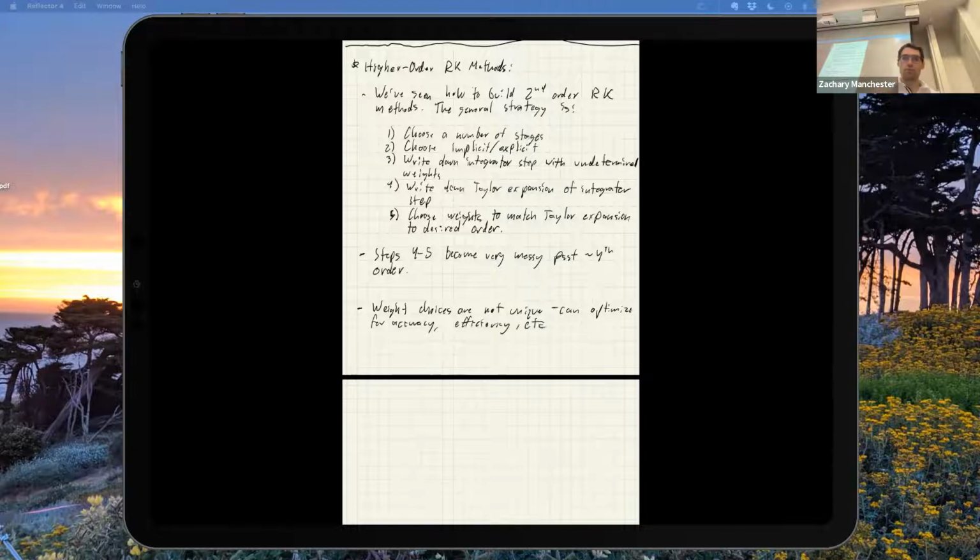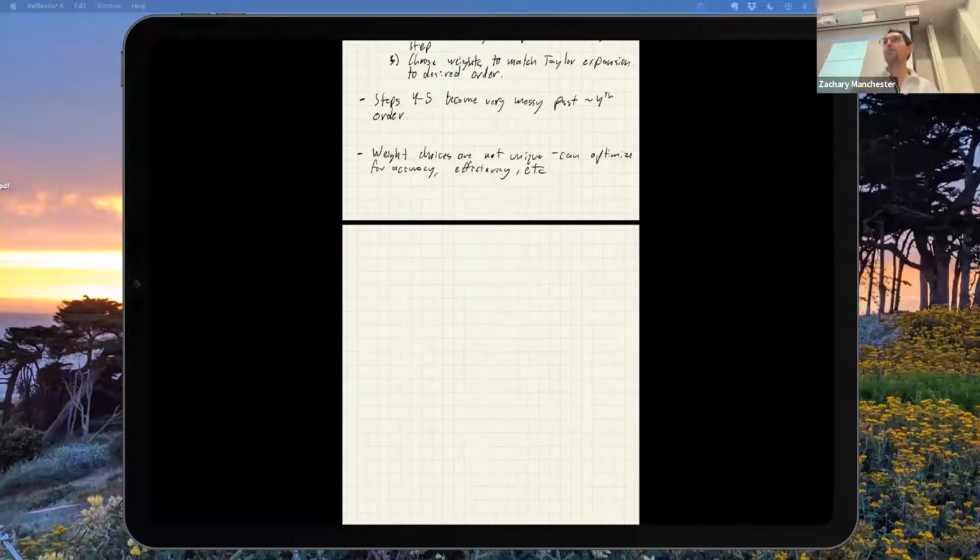So we'll see that now. The classic, most famous Runge-Kutta method ever is RK4. And it turns out there's actually two RK4s because the weight choices are not unique. Fourth order with 4 stages. And there's 2 of these, like I said.